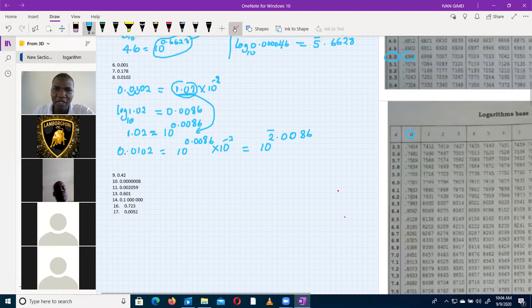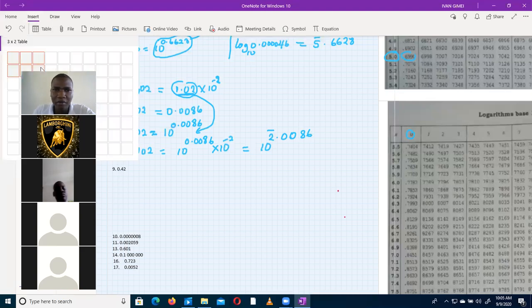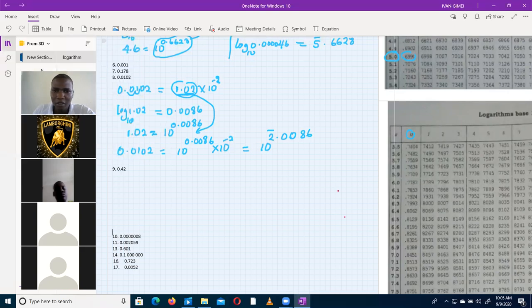I've not given you that approach of using a table. Let me show you here. Instead of having all these, you can just have a table and summarize everything in a table, like we did with the other logarithms. Let me do number 9 using a table. Insert, I can put a table with 3 columns. This is the table.